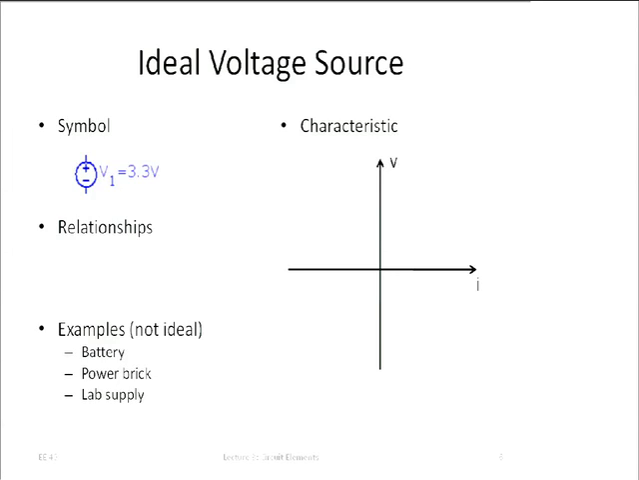I have an ideal voltage source. Its value is 3.3 volts. Well, what it really says is that the voltage between the terminals of this thing, this voltage here, is 3.3 volts. I guarantee you it's 3.3 volts no matter what. In particular, I don't care what the current is that is flowing. The voltage across me is 3.3 volts. That's really what the ideal voltage source says.